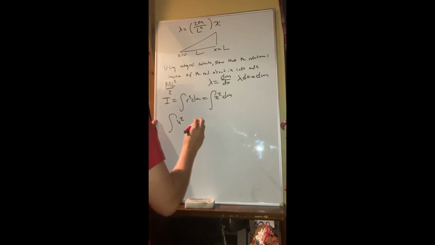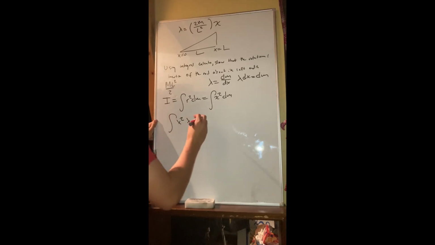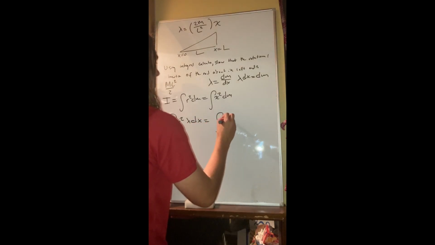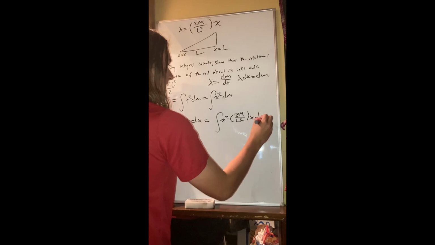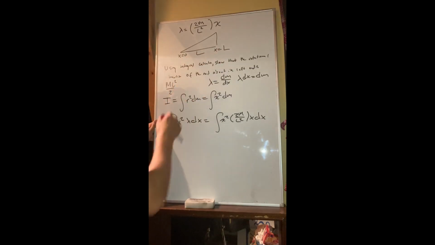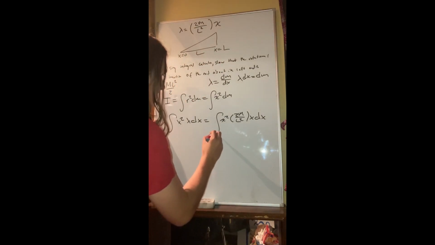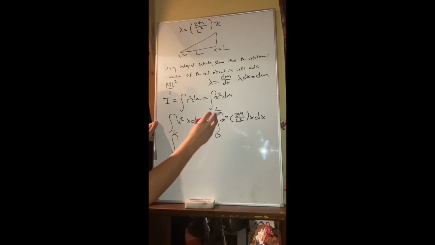the integral of x squared lambda dx. Now we're going to want to substitute lambda for the equation we derived to get x squared times 2M over L squared times x dx. Now let's plug in our limits of integration. We are integrating from x equals 0 to x equals L because that's the length of the rod. So x equals 0 to x equals L. Let's simplify and move our constants outside of the integral. So now we get the integral from 0 to L of 2M over L squared x cubed dx.